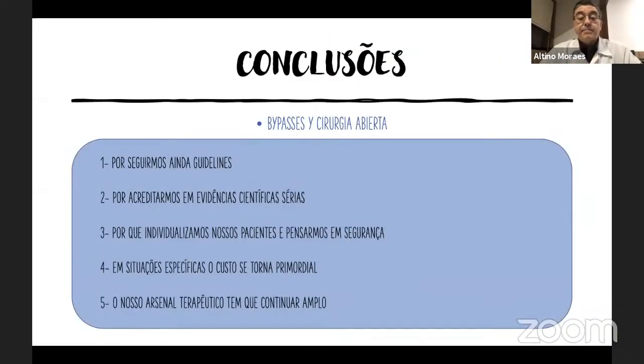Então, quando pensamos em bypasses e cirurgia aberta, podemos concluir, senhoras e senhores, devemos, sim, seguir os guidelines ou as diretrizes. Acreditamos em evidência científica séria, sim, claro. Devemos estudar todas e nos nortear por elas. Porém, devemos individualizar nossos pacientes e pensarmos em segurança. Em situações específicas, o custo se torna primordial. E o nosso arsenal terapêutico tem que continuar amplo. Para isso, devemos estudar sempre.